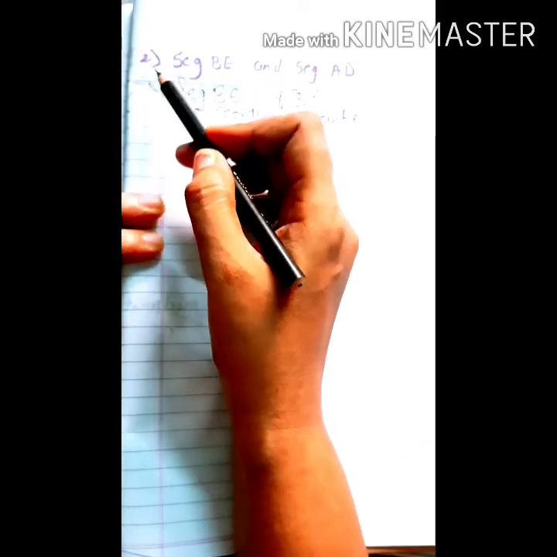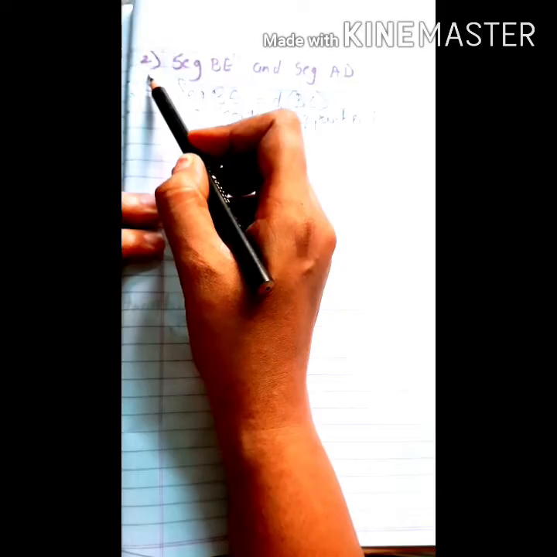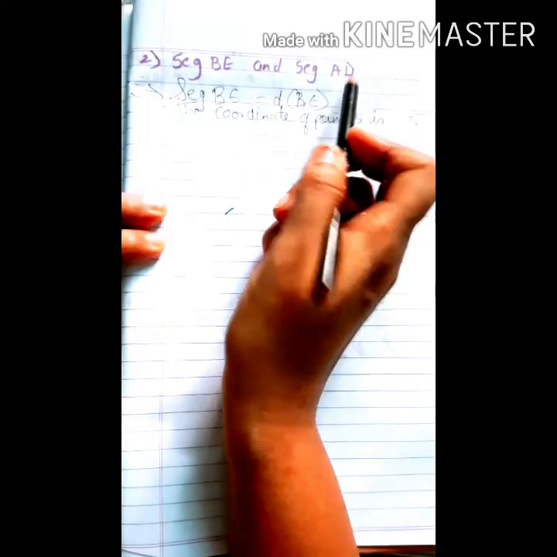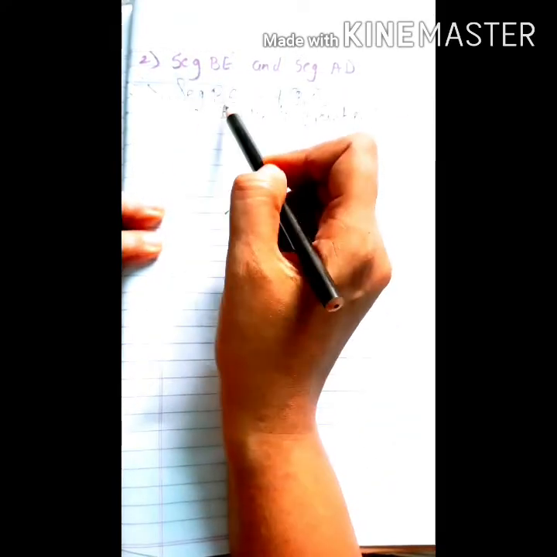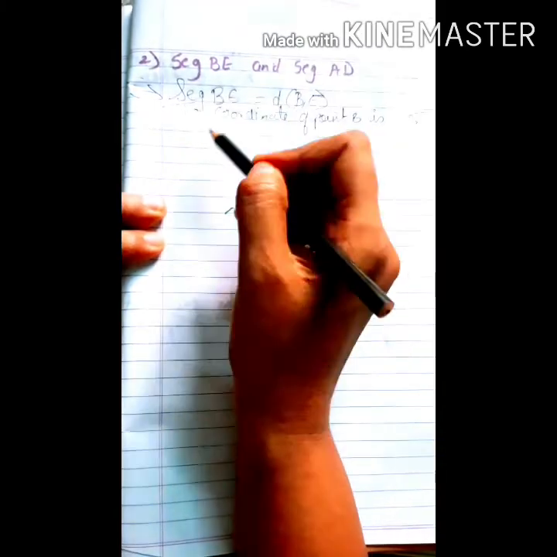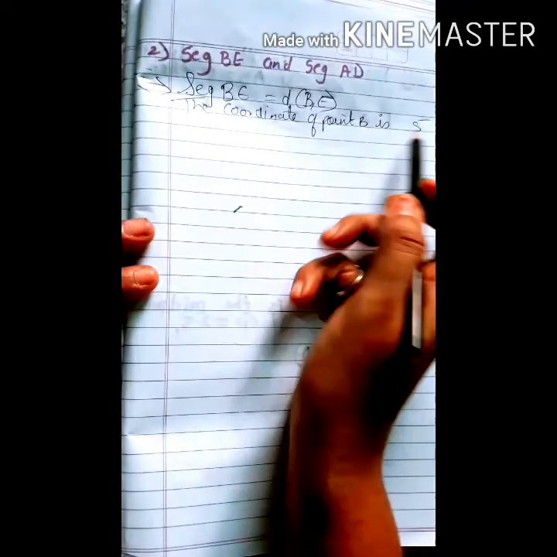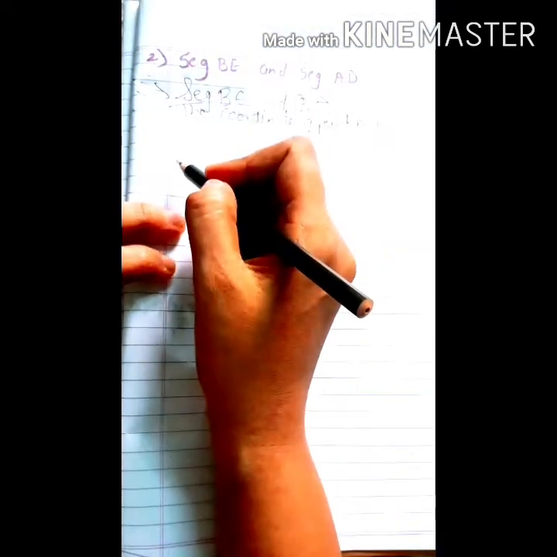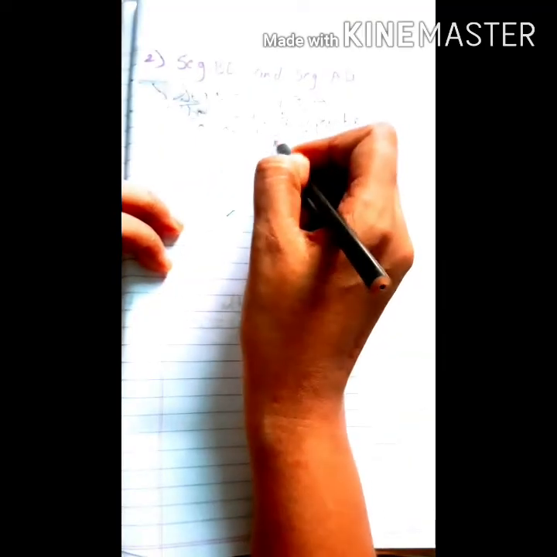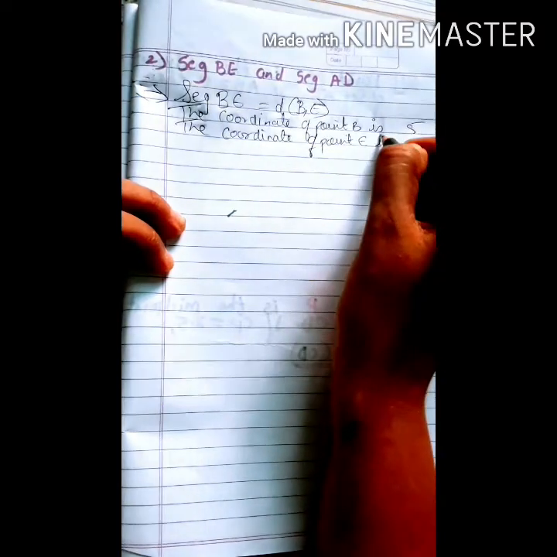Dear student, here I wrote the second sum, but it is a third sum. Second sum is the homework for you. Segment BE and segment AD. Segment BE equals the distance between the points B and E. First of all, we will write the coordinates. The coordinate of point B is 5. The coordinate of point E is 9.